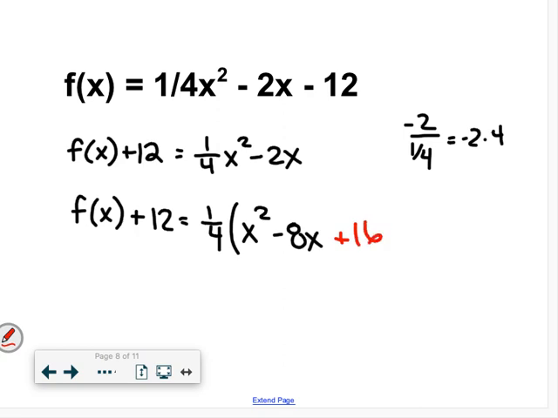16. Half of -8 is -4. Square it, it's 16. Notice that when I put my plus 16 in there, it is part of the perfect square trinomial, which is protected by parentheses. So even though it looks like x squared and negative 8x, that's not what these things really are. This is really 1/4 x squared and negative 2x. This is not really 16. It's plus 4.